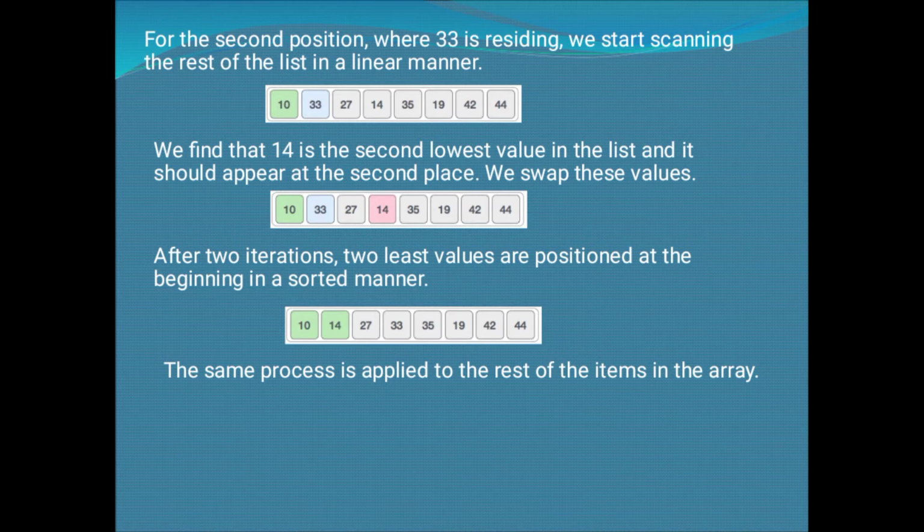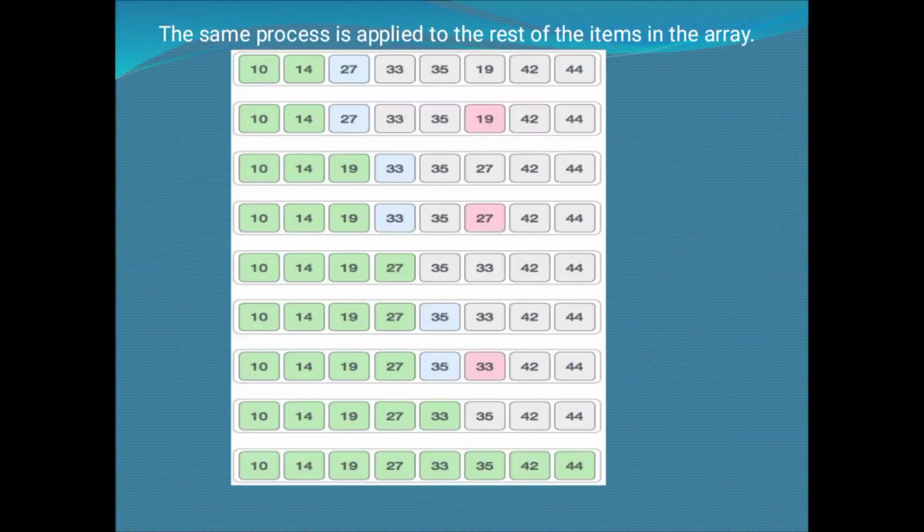This same process will continue until all the elements in the array are sorted. I have performed it for 10, 14 and 19. You have to search again for the next smallest element in the list and place it in the next position. Like that, continue the whole steps until the array is sorted. See, the same process is applied to the rest of the items in the array. That is, I have sorted 10, 14 and 19, till the third step.